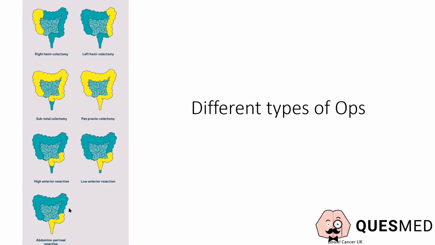A subtotal colectomy removes most of the large bowel but leaves the rectum, whereas a panproctocolectomy removes the entire large colon and the rectum. This is often carried out as an elective procedure in ulcerative colitis in patients that haven't responded to medical therapy. For patients who undergo a panproctocolectomy, they'll end up with a permanent stoma. An AP resection is used for tumours less than 8 centimetres from the anal margin. And anterior resection is used for tumours more than 8 centimetres from the anal margin.